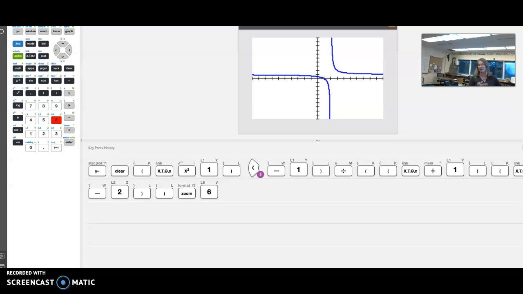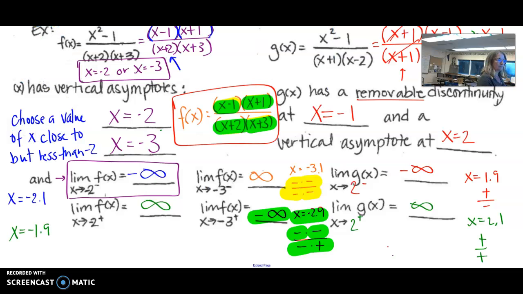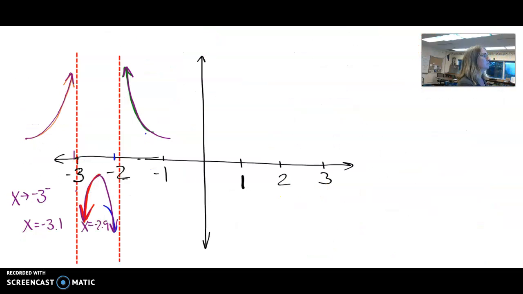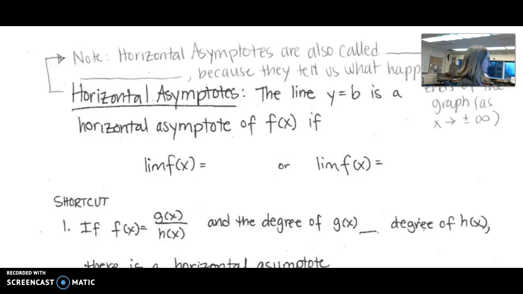All right, so this is what the graph of g of x looks like. And notice that as we approach 2 from the left, we end up going towards negative infinity, and as you approach 2 from the right, we go towards positive infinity, just like we thought. All right, so that is the second example. In our next video, we'll go over how to determine the horizontal asymptotes of a graph.